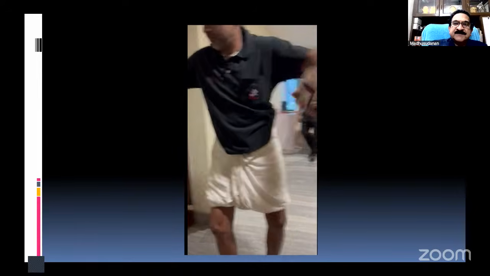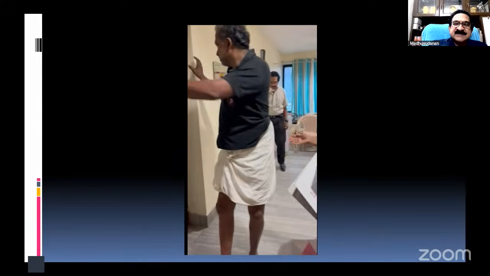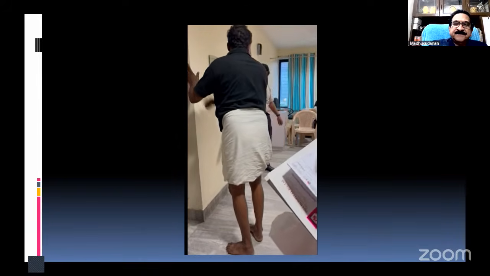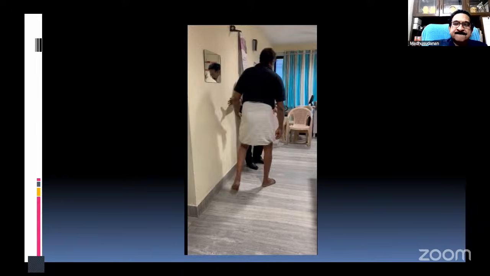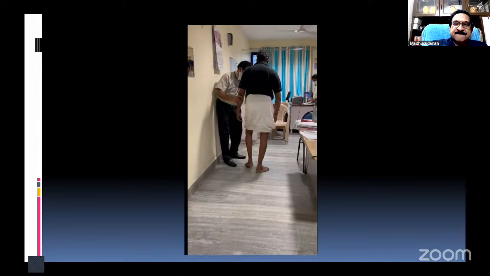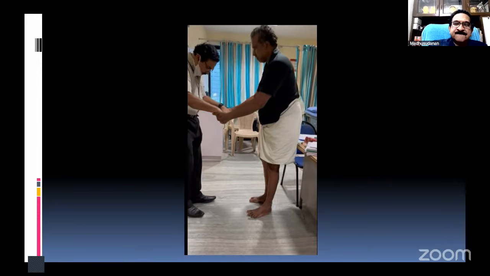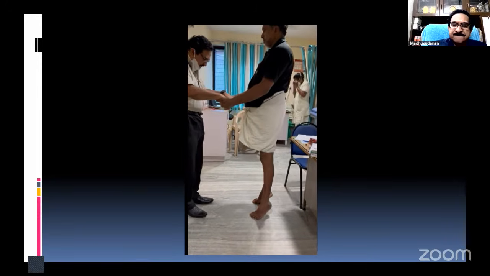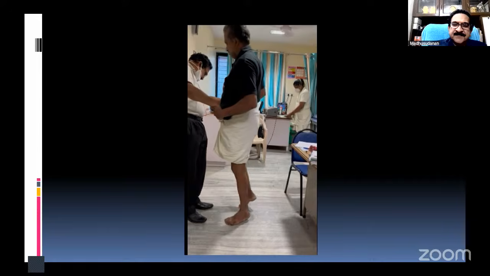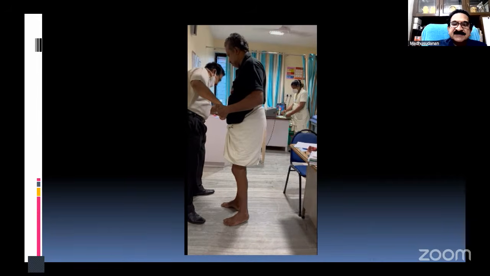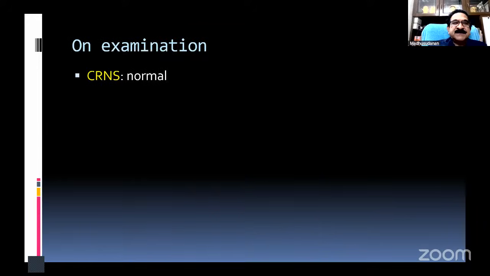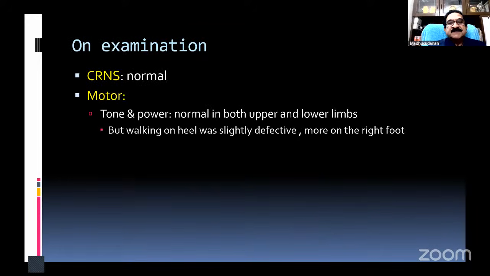A very funny type of walking. He's got a postural imbalance. I'm checking again because he has a foot drop leg gait which I could not explain. On examination, power seems to be normal in both upper and lower limbs.